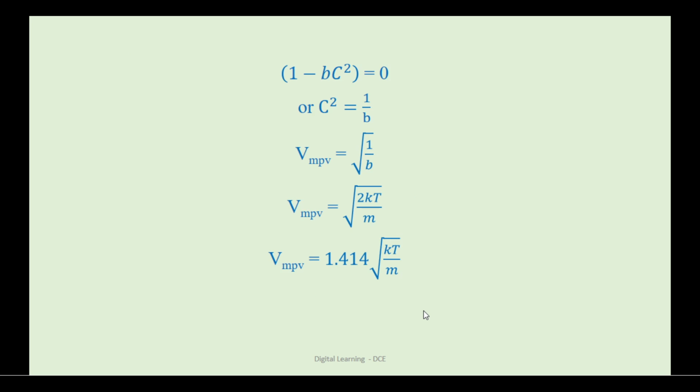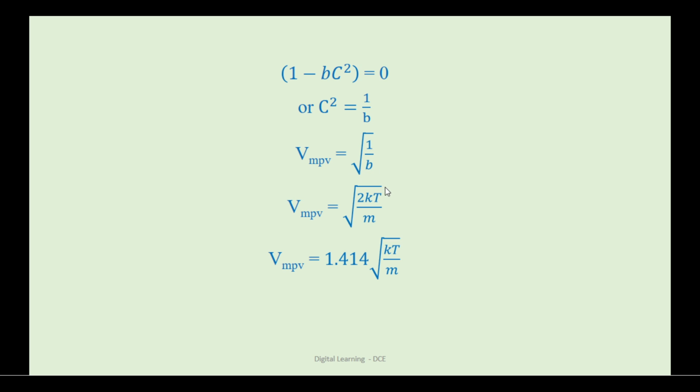Then in the next step we have 1 minus bc square is equal to 0. Then c square is equal to 1 divided by b. If you consider this c square as nothing but most probable velocity of the gas molecules, then instead of c we have to write VMPV, that is most probable velocity. Then finally we get the most probable velocity is equal to square root of 1 by b.